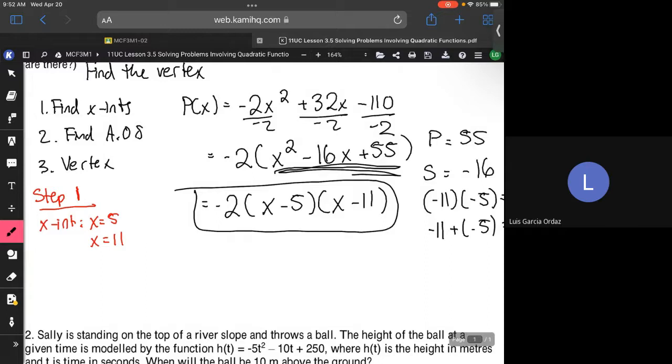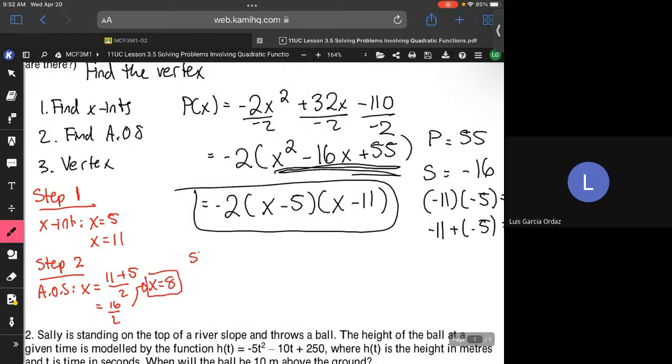Okay, the second step is to find my axis of symmetry. So how do I find that? Jade? You add your x-intercepts and then divide them by 2. So what do I get? What's 11 plus 5 divided by 2, which is what? 8. Perfect. So my axis of symmetry is x is equal to 8.